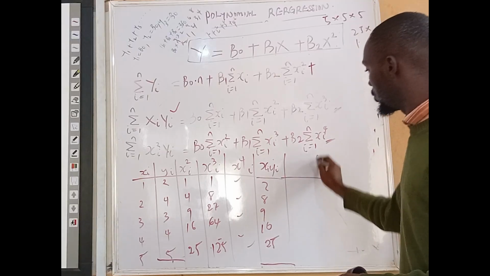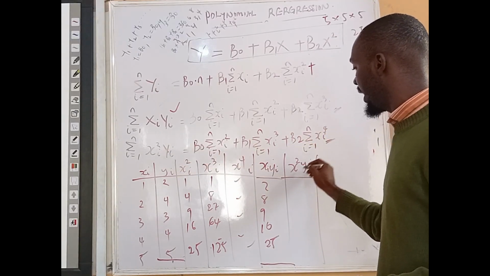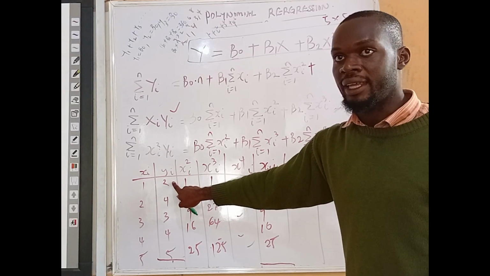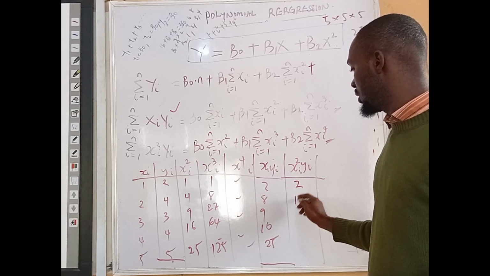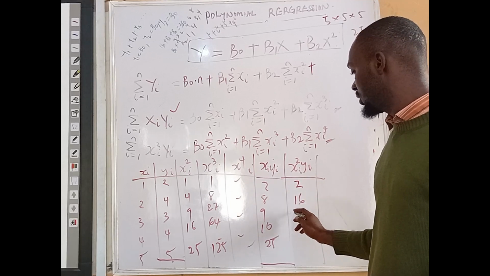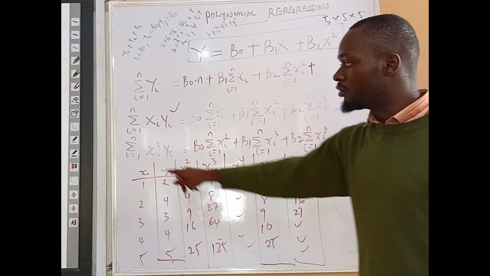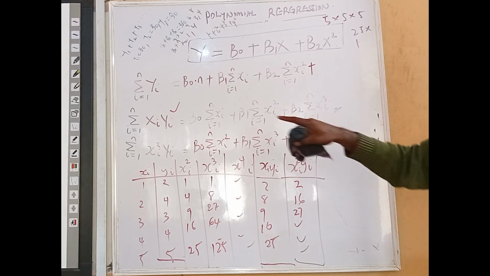Then the next one is S squared yi. That means you multiply your S squared by y. 1 times 2, 2; 4 times 4, 16; 3 squared, 9, times 3, 27. Once you sum it, you've gotten this answer. So we're going to skip to the answer.